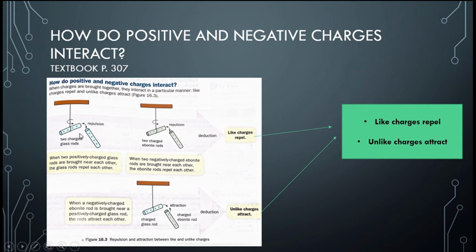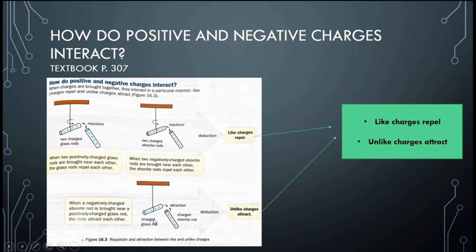The hanging rod and then the free rod. The hanging rod has the positive charges in it, while the free rod has the positive charges as well. When they are brought near each other, the glass rods repel each other. What about the second example in here? The free rod is negatively charged. The hanging rod is negatively charged as well. What happened? Yeah, they repel each other.